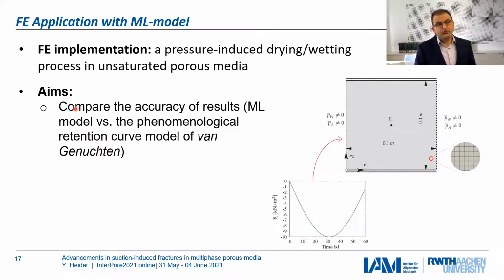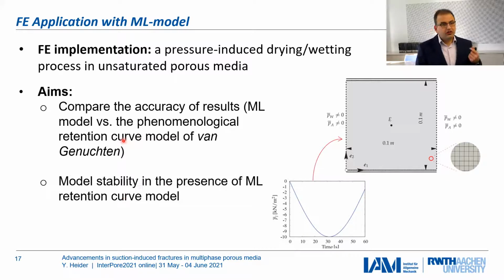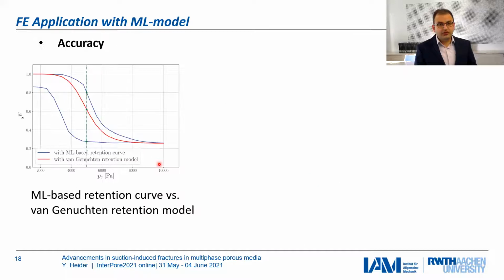We are looking in the domain at two issues. First, we would like to compare the accuracy of the results of machine learning with the performance of the phenomenological retention curve of Van Genuchten. Which one is more accurate? And also, we are interested in the stability of our machine learning model, whether we have any stability problem. This is what we will see.